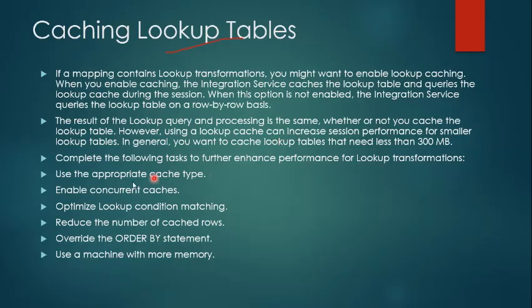And the third point: complete the following tasks to further enhance performance for the lookup transformation. What type of tasks? Use the appropriate cache type, enable concurrent caches, optimize lookup condition matching, reduce the number of cached rows, or override the order by statement. Rather than the default, you need to write the override option in the SQL qualifier. Use a machine with more memory.